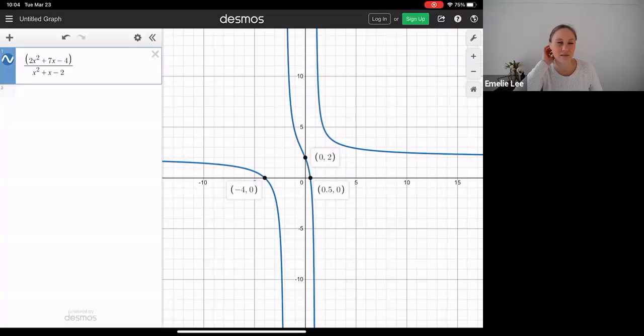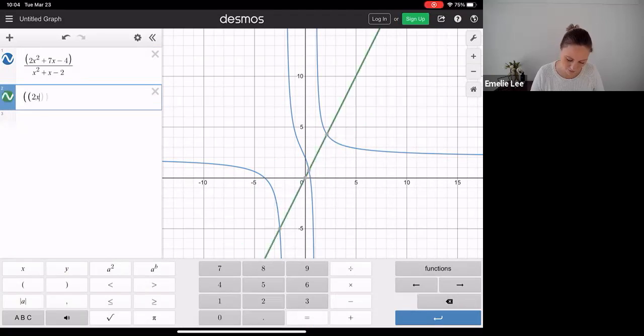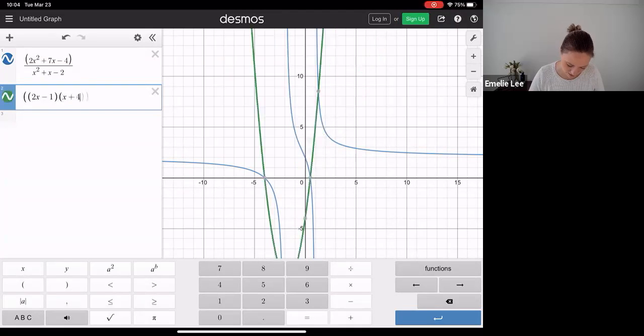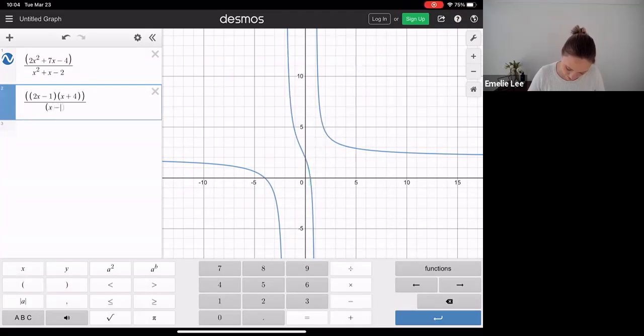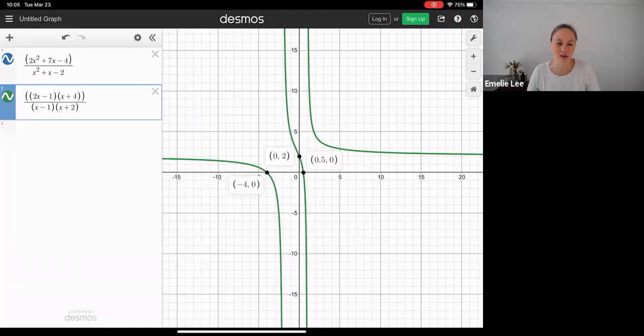And then I guess kind of hanging out on top of the horizontal asymptote. So now, just to confirm, let's make sure that when I sketch the graph of the factored one, just to make sure that they're the same: (2x minus 1) times (x plus 4), which I'm just grabbing from my notes, divided by (x minus 1) times (x plus 2). Notice that they're overlapping, right? I hit the blue one and it's blue, and then I hit the green one and it's green. Because they're overlapping, we have the same graph.